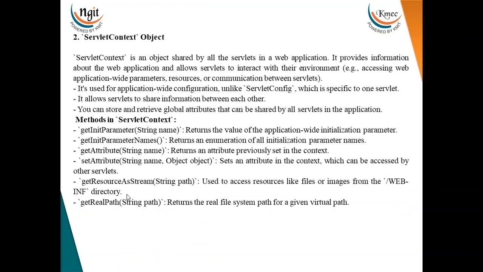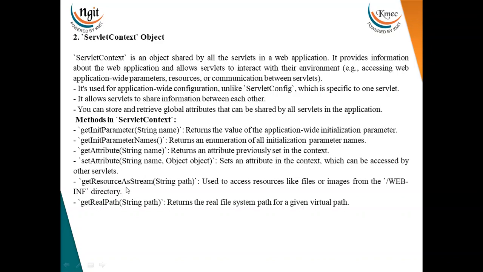You can store and retrieve global attributes that can be shared by all the servlets in the application. It allows servlets to share information between each other, and the methods involved here are getInitParameter, getInitParameterNames, getAttribute, and setAttribute. getInitParameter returns the value of the application wide initialization parameter. getInitParameterNames returns the enumeration of all initialization parameters. getAttribute returns whatever you have previously set in the context. setAttribute sets the attribute in the context which can be accessed by other servlets.